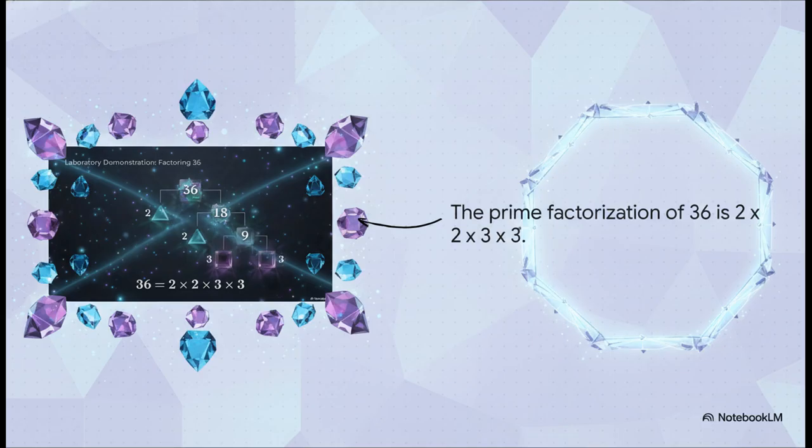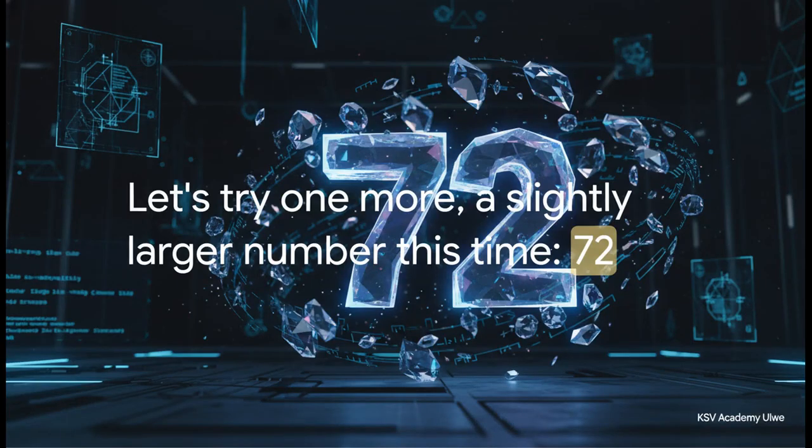9 divided by 3 is 3, and we're done. So for 36, the prime factors are 2 times 2 times 3 times 3. Okay, let's try one more. We'll level up just a little bit with a slightly larger number, 72.